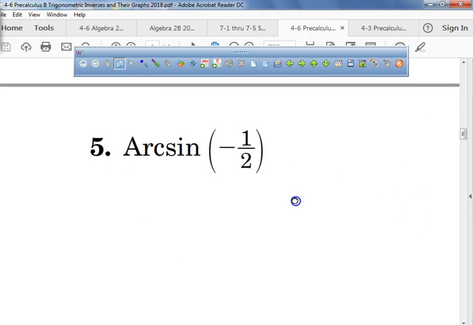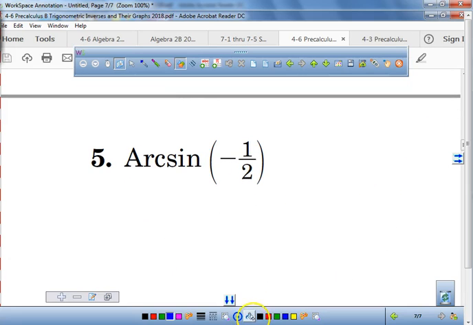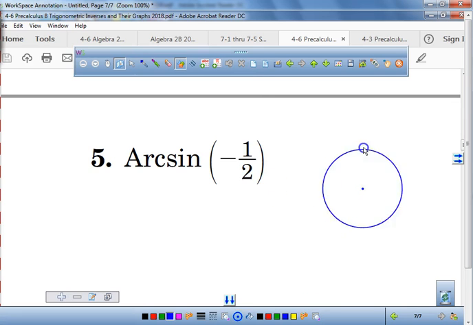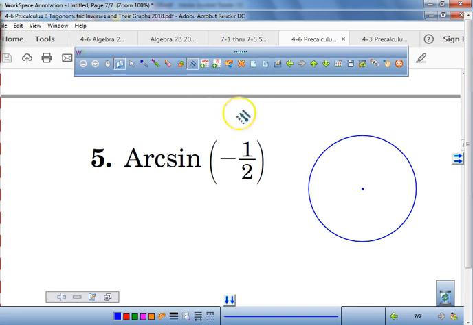Okay? So the very first thing we're going to do is I'm going to draw you the circle. And hopefully this will be better than my last one. Alright, because my last one stunk.